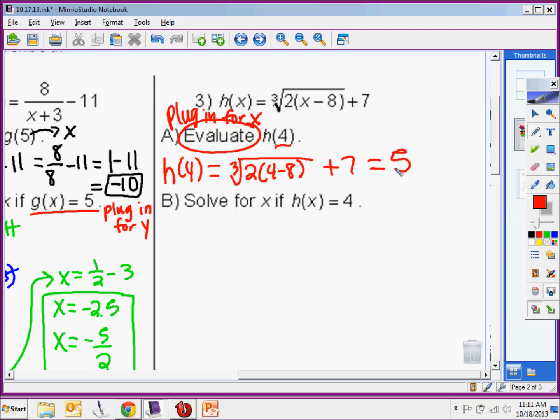Okay, let's look at it mathematically. 4 minus 8 is negative 4. Negative 4 times 2 is negative 8. What number times itself 3 times gives me negative 8? Negative 2. Negative 2 plus 7 is 5. Okay, cube root means that there's a number that times itself 3 times to give me that answer. So the cube root of negative 8 is negative 2, because negative 2 times negative 2 times negative 2 equals negative 8.